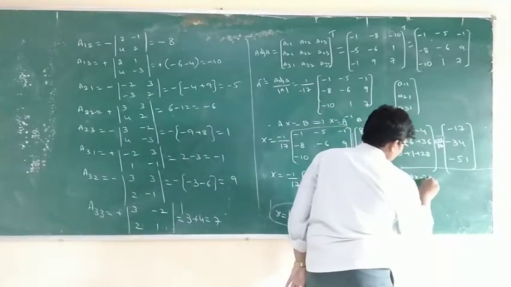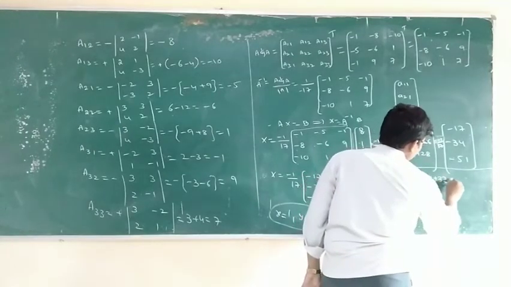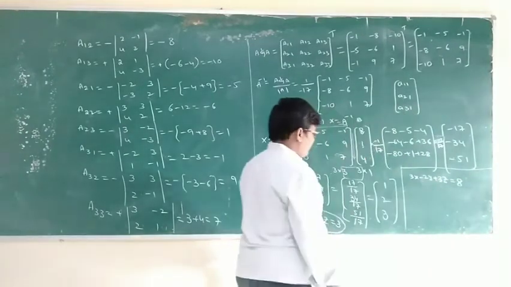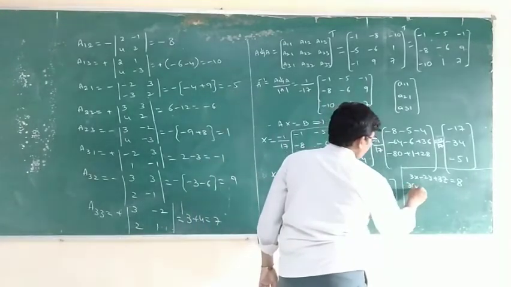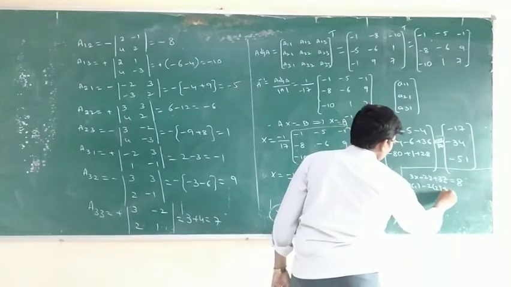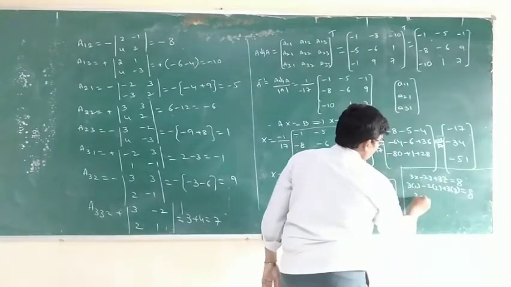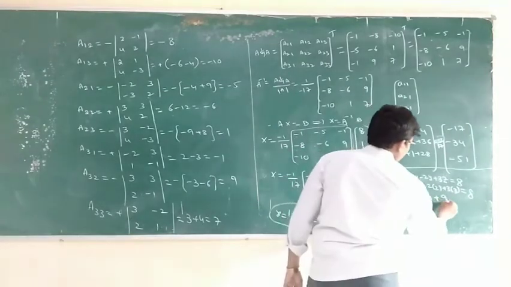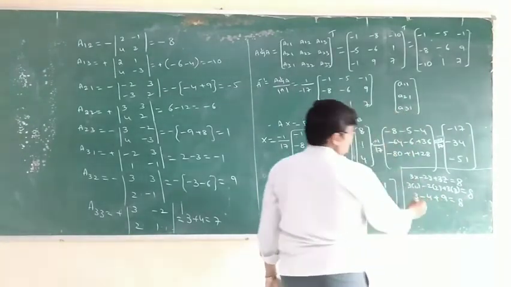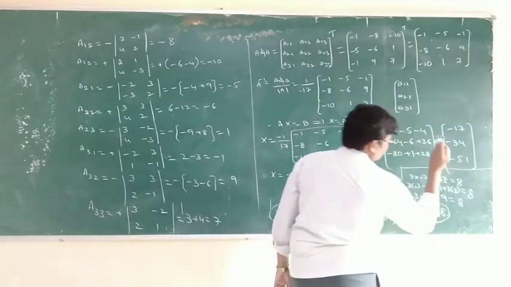3x minus 2y plus 3z is equal to 8. You have to substitute x is equal to 1, y is equal to 2, z is equal to 3. So 3 into 1 minus 2 into 2 plus 3 into 3 is equal to 8. 3 into 1 is 3, minus 4, plus 9. 9 plus 3 is 12, 12 minus 4 is 8. 8 is equal to 8.